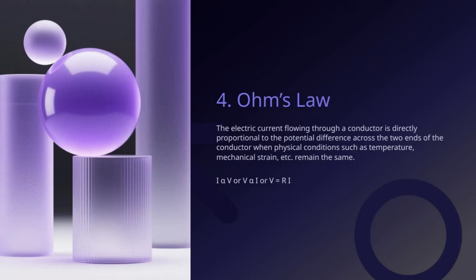I ∝ V or V ∝ I, or V = RI. What this means is that the electric current flowing through a conductor is directly proportional to the potential difference across its ends. In simple terms, if you increase the voltage, the current will also increase, provided that other factors like temperature or mechanical strain stay the same. This is a crucial point because it highlights how voltage and current are directly linked under consistent physical conditions.